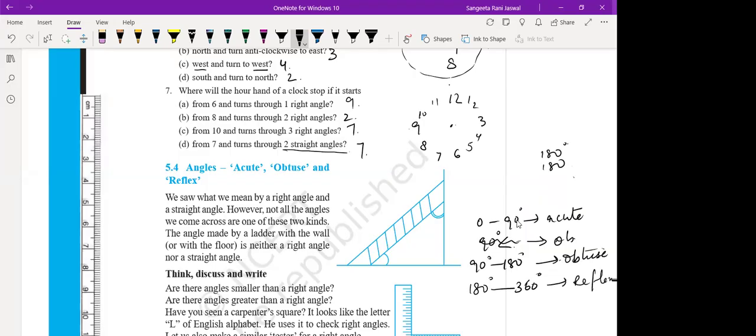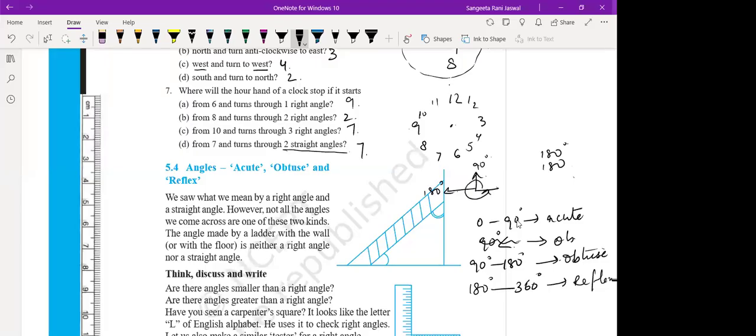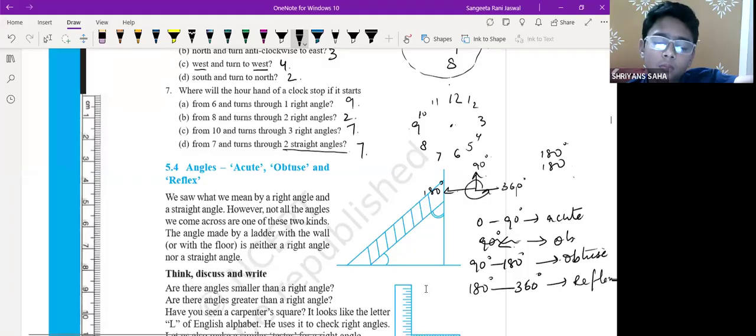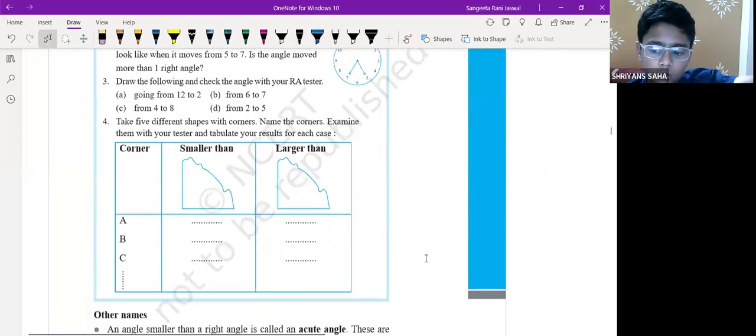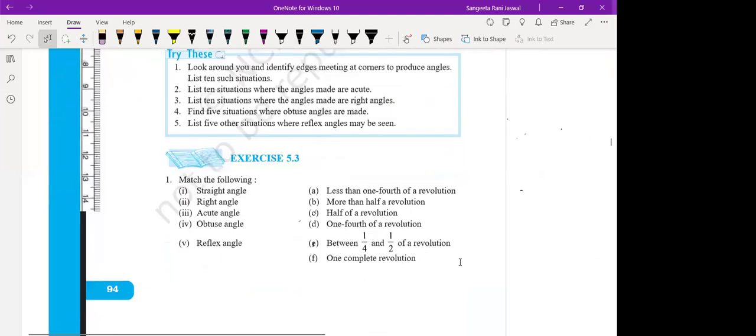The 90-degree angle is called a right angle. The 180-degree angle is called a straight angle. And the complete revolution is 360 degrees. So here you have some match the following. Straight angle. Now just read the options first, both sides.